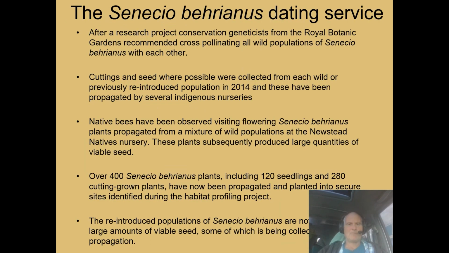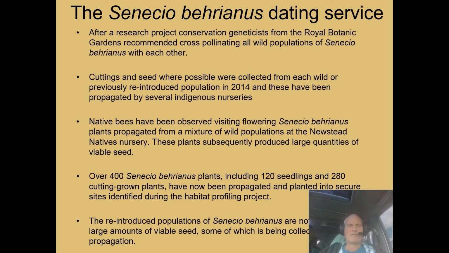species. So what do we do? To try and increase the survival chances of this species, we actually started doing a bit of a dating service. There was some research done, and the conservation geneticists at the Royal Botanic Gardens recommended cross-pollinating all of the wild populations, even though some of them are scattered by more than a couple of 100 kilometres apart. They said that basically the species would be doomed if we tried to break it into provenances and protect individual provenances, that we needed to mix the gene pool back up.